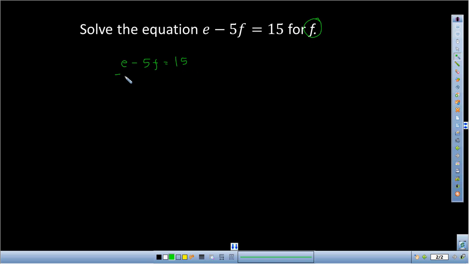Since I'm solving for f, that's what I want to isolate. So I'm going to focus on e. And I'm going to start by subtracting e from the left side. Using the subtract property of equality, I'm going to subtract e from the right side as well.